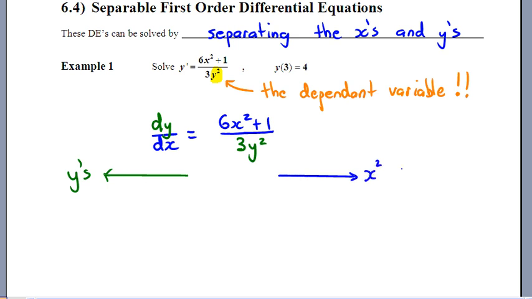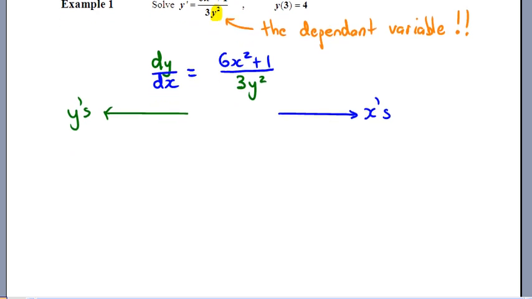Now, if you're going to ask, wait, why did the 3 go as though part of the y's? How do we know it's part of the y's? It doesn't really matter, but as convenience here, I'm going to take it with me when I do the separation. So I need to get the green stuff on one side and the blue stuff on the other side of my differential equation. And when I do that, I'm going to end up with 3y squared multiplied by a dy is equal to 6x squared plus 1 multiplied by a dx.